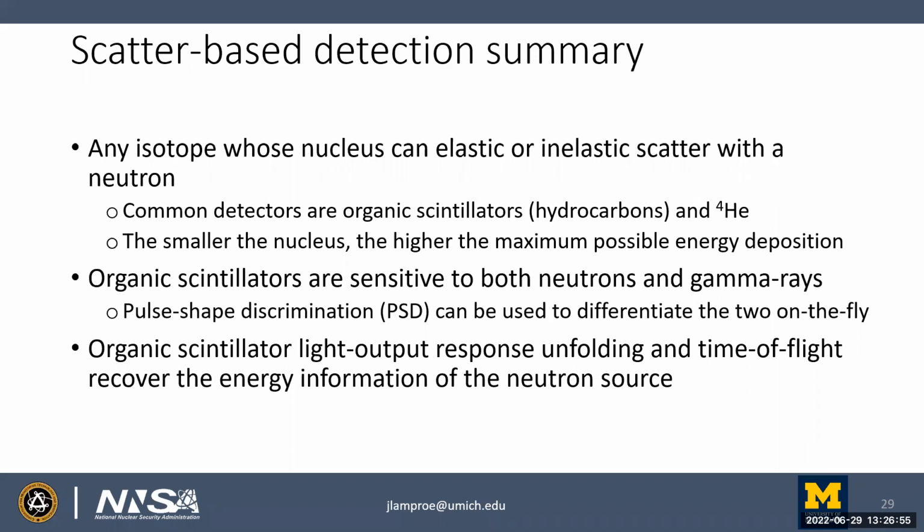And then organic scintillators are sensitive to both neutrons and gamma rays, but we can use PSD to differentiate between the two on the fly. And with the organic scintillator light output response, we unfold with time of flight to recover the energy information. So to backtrack a little bit and get some of the source information from the neutrons that you're detecting.